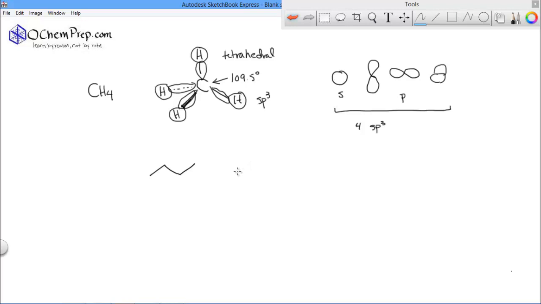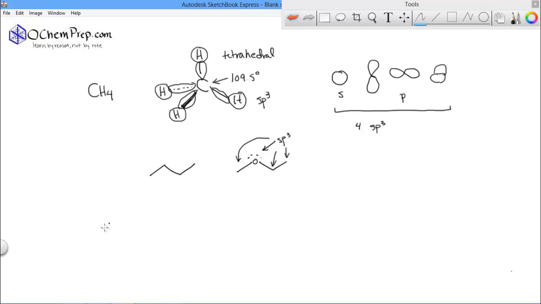Similarly, if I had an ether like this, oxygen has 2 bonds and 2 lone pairs. These lone pairs need a direction. So everything in this structure here is sp3 hybridized. All of them have 4 different directions to go.